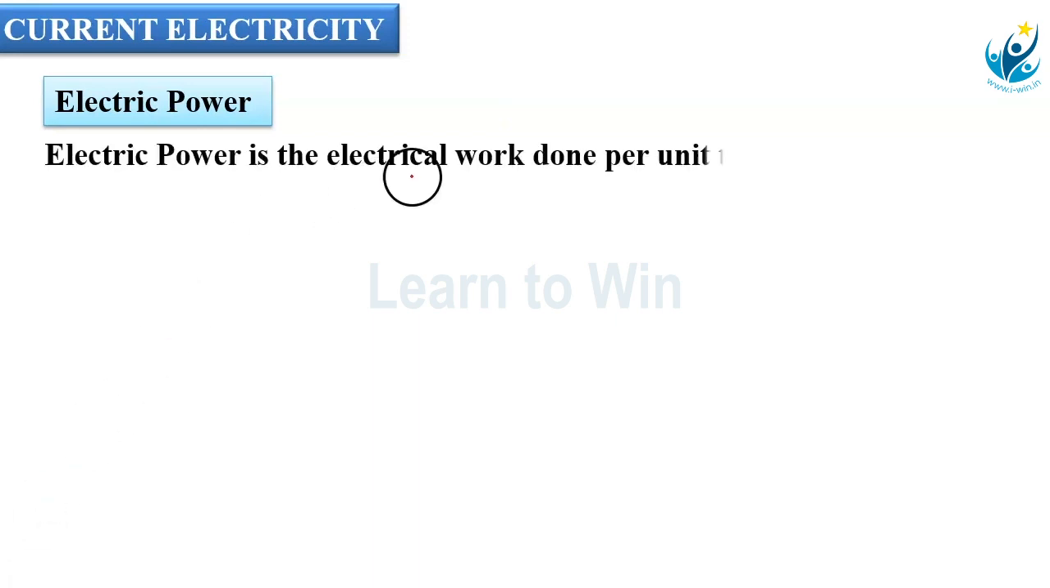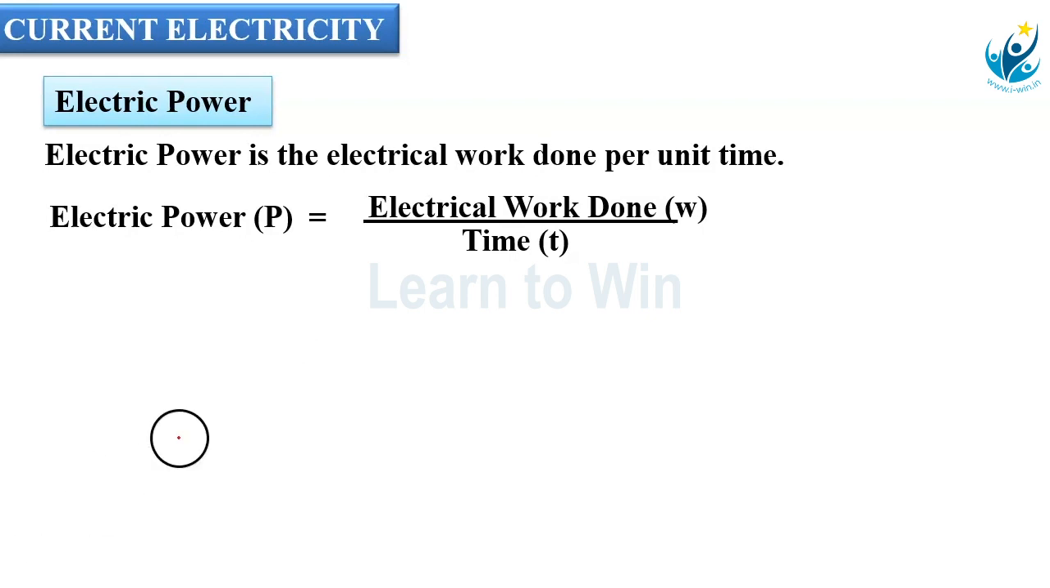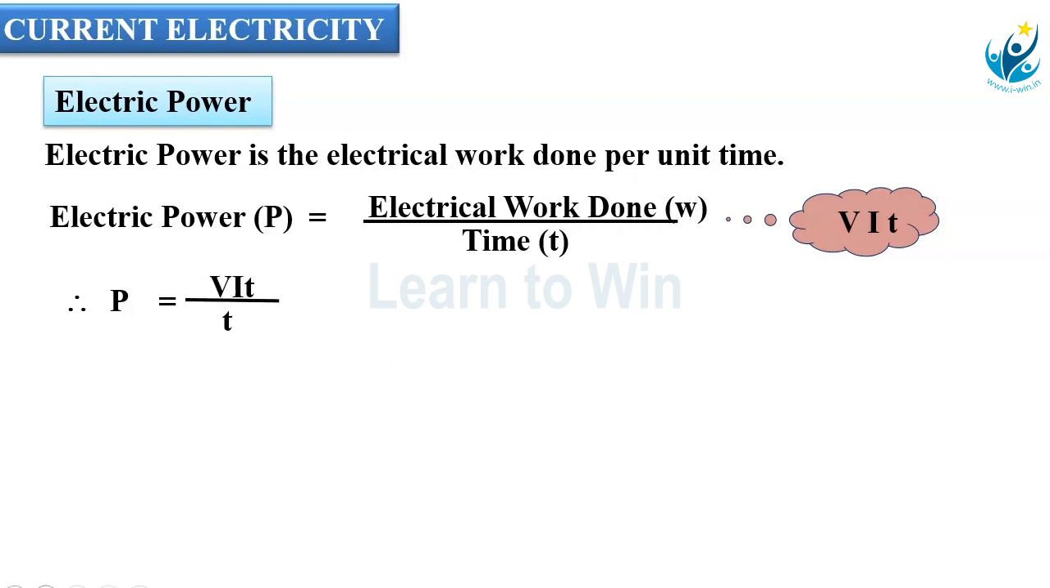Now, electric power. Rate of doing work is power. So, electric power is the electrical work done per unit time. Power is equal to electrical work done W by time T. Therefore, P is equal to W. What are the formulas? VIT, I square RT, V square T by R. All the formulas are substituted here in place of work done. Then VIT by T, T and T cancel.